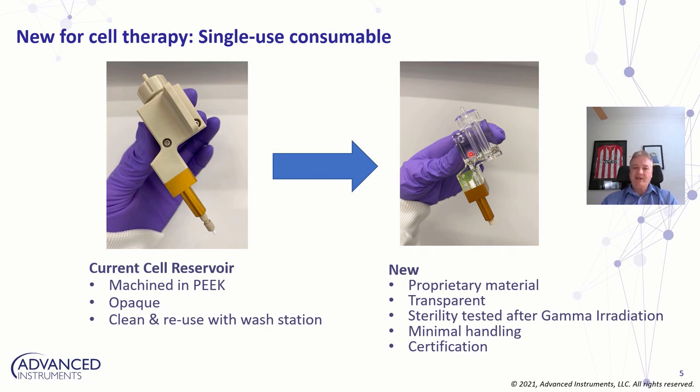So key differences, you can see it's a clear material. You can actually see into it. You could see the cell suspension, and you can visually validate the stirring flea is working and stirring the cells while they're in there. It's been sterility tested and gamma irradiated and comes in a sealed bag.